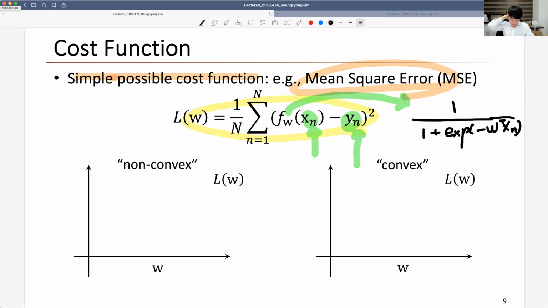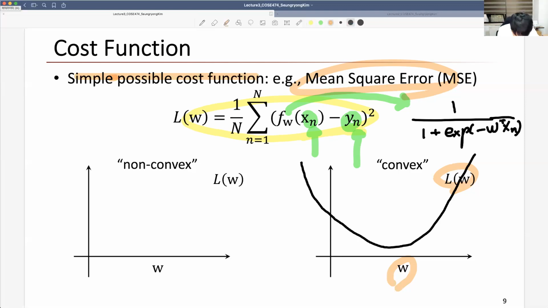Right. So if you remember the regression problem with the mean square error, what was the shape of this loss function with respect to the W? It was like a bowl here, right? Actually, in the optimization field, this shape is called convex.